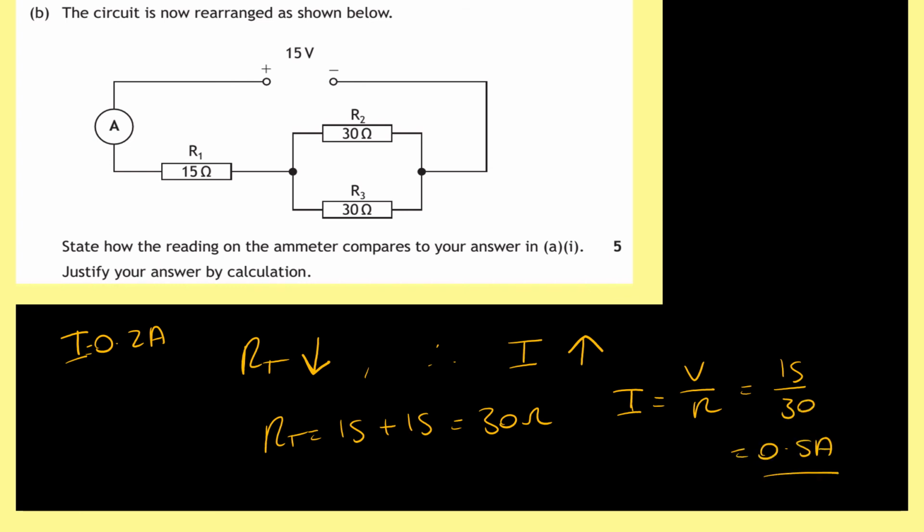So 5 marks. Why 5 marks? Well, you get the marks because you're having to calculate a new resistance. You're having to do a new calculation here, and you need to say that the current has increased.